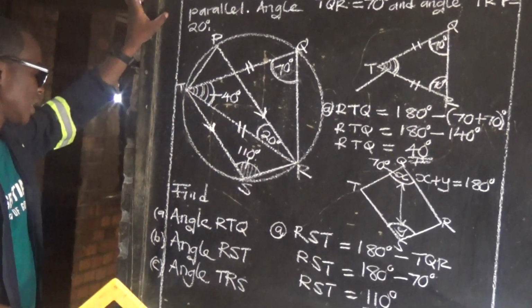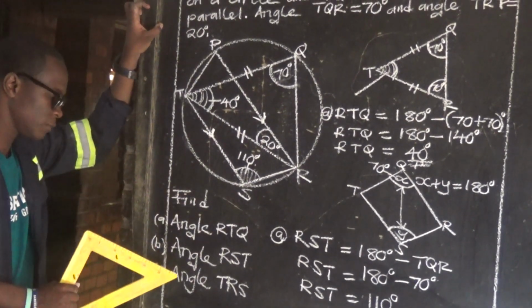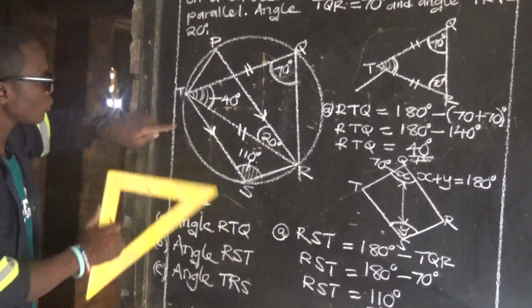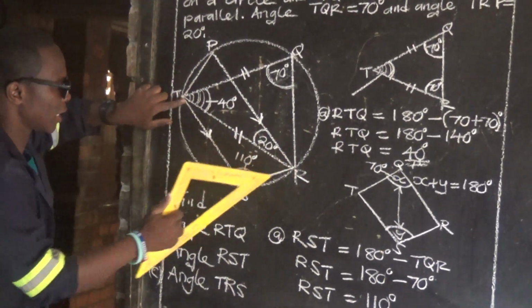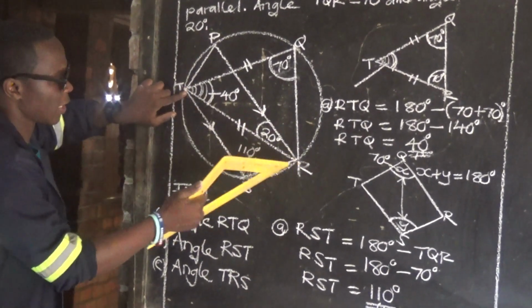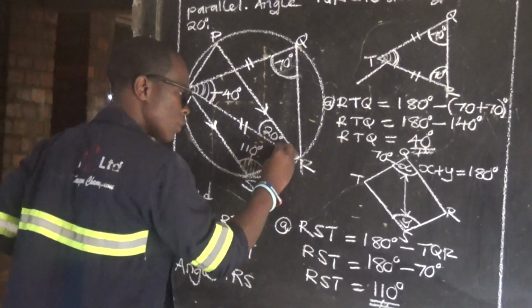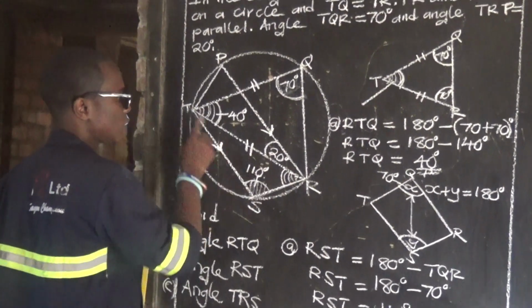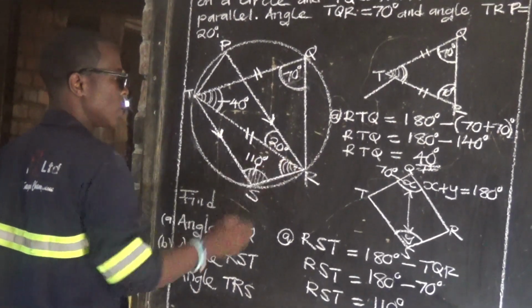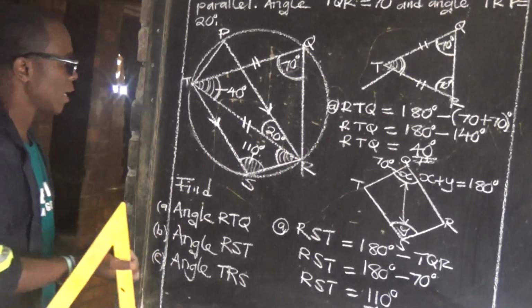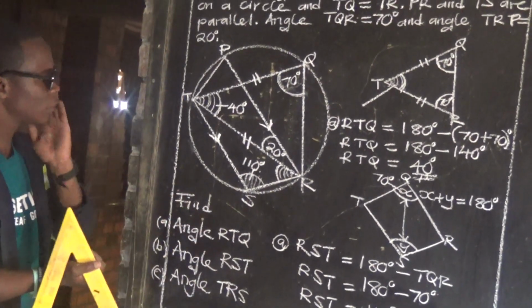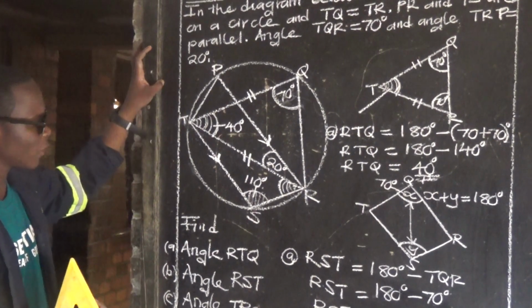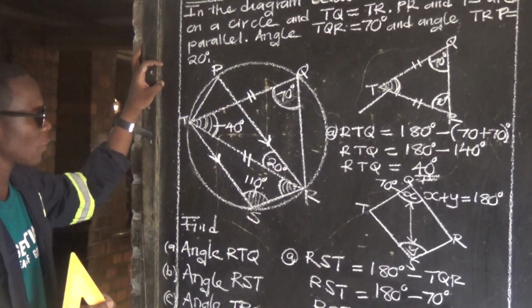So question C, they are saying, find angle TRS. Angle TRS. So they want us to find this angle. This is the angle they want us to find. So in this case, my advice is, you guys try to be very, very observant. This topic is very simple.